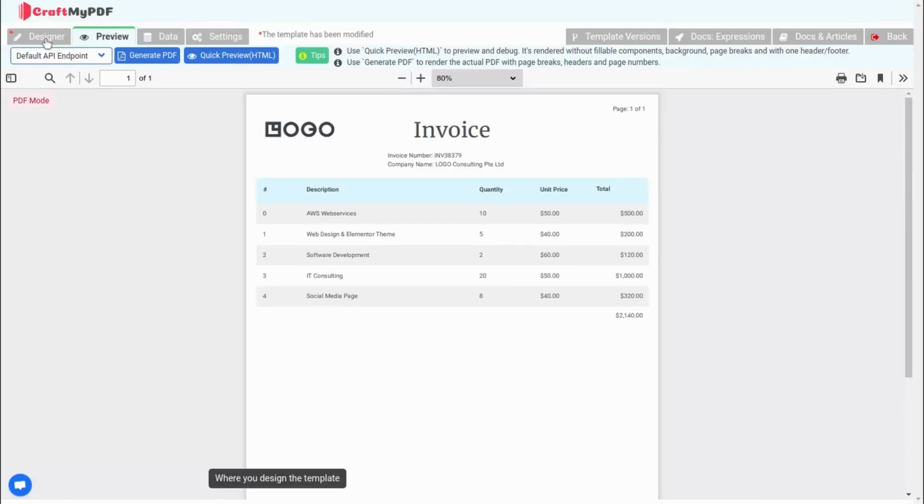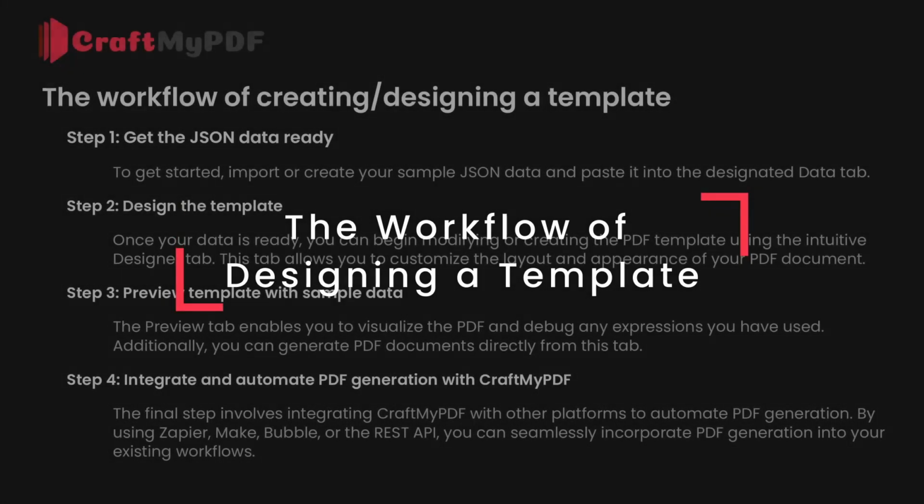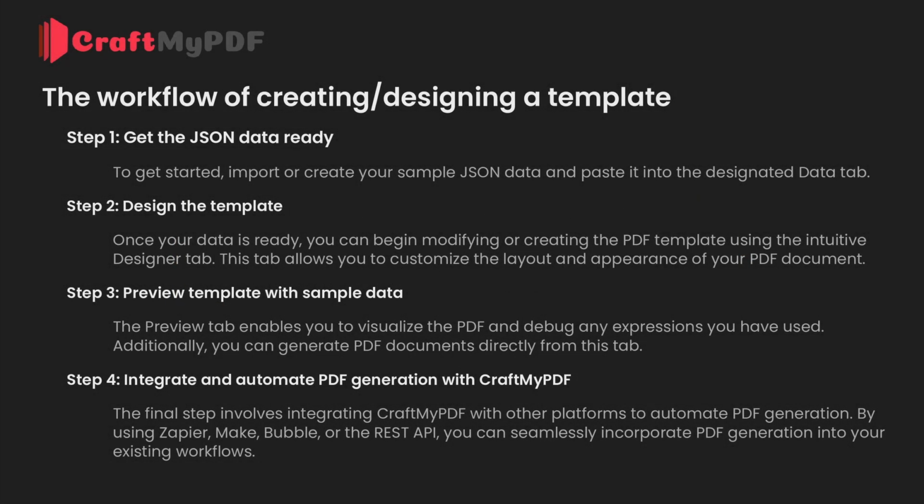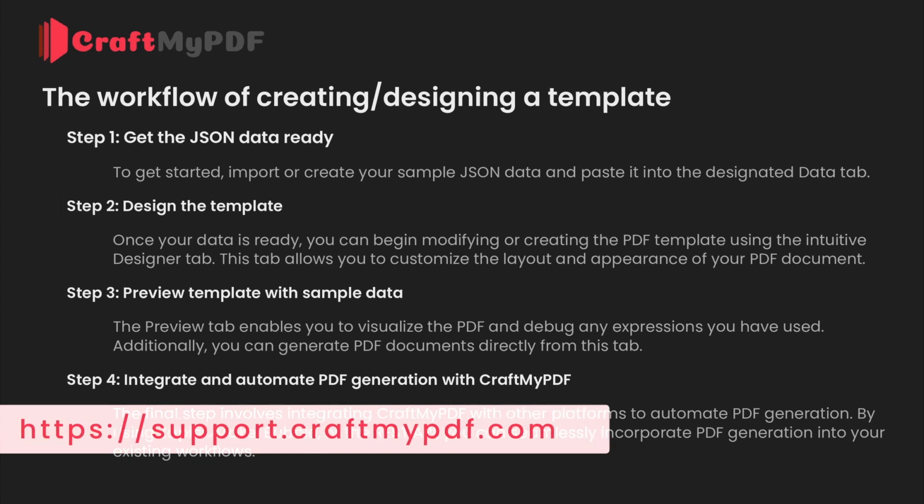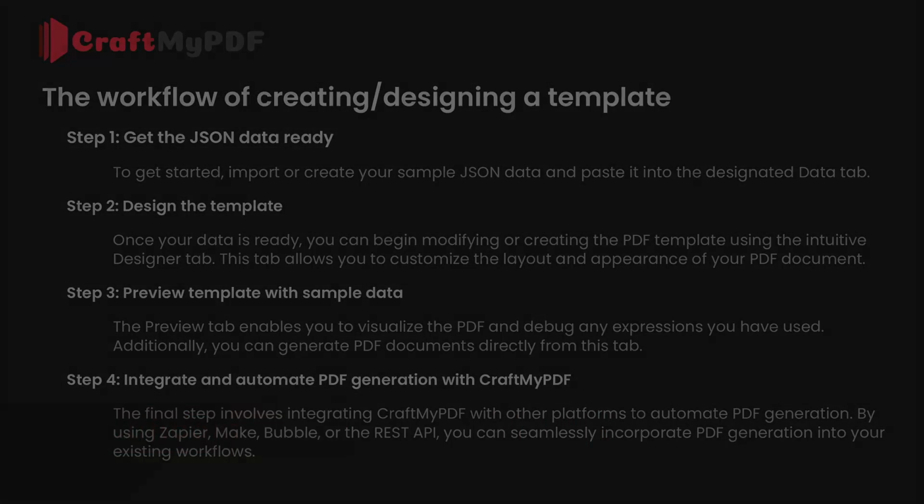Congratulations! Now that we've created an invoice template, the next step is to generate PDFs with platforms like Zapier, Make, Bubble, Coda, or REST API. Please visit our support page for tutorials on how to do this. In a nutshell, the workflow entails prepping your JSON data, designing the template, previewing it, and finally setting up integrations. Always remember, our support page is only a click away whenever you need a helping hand.